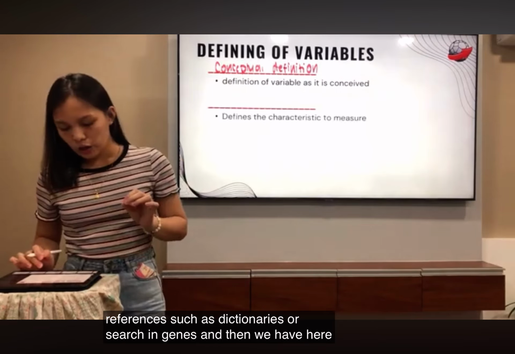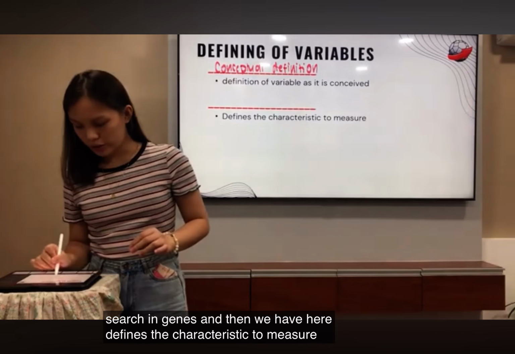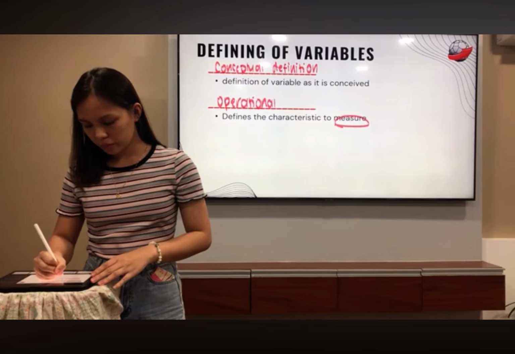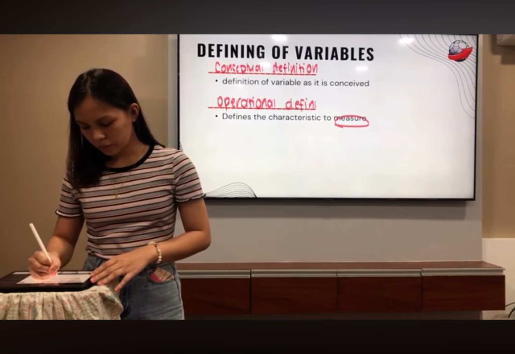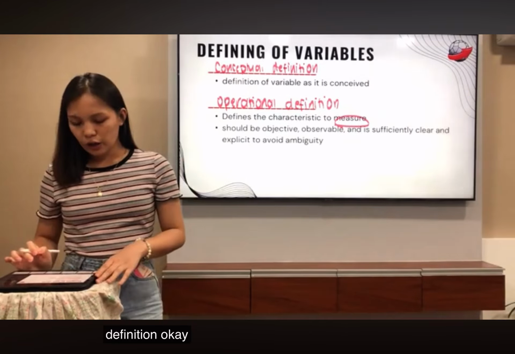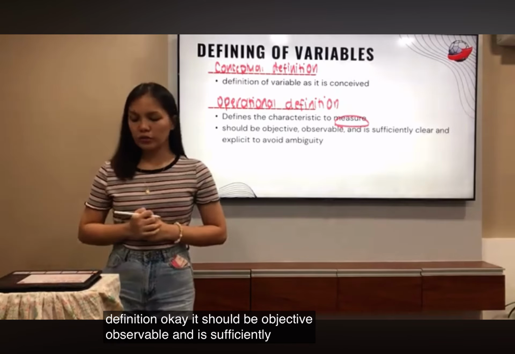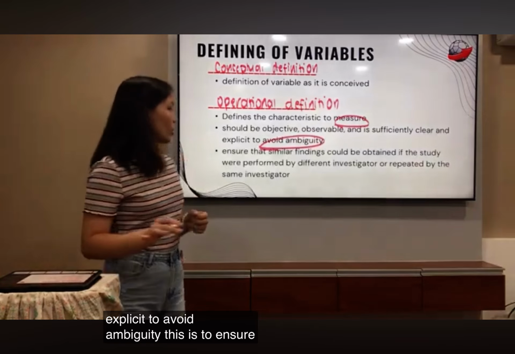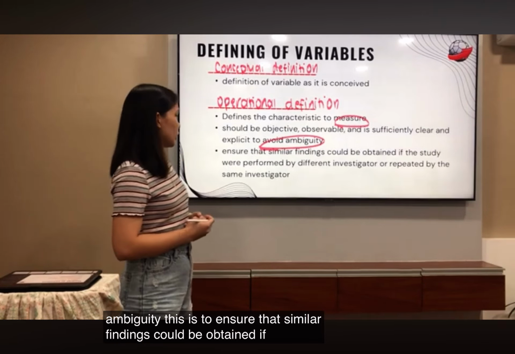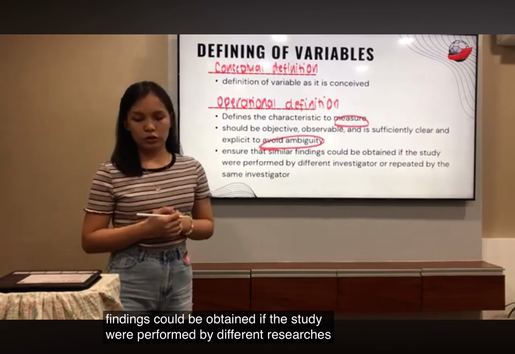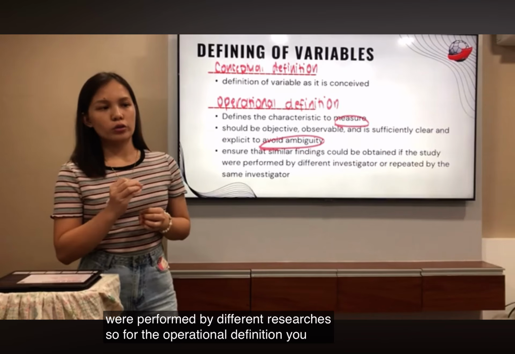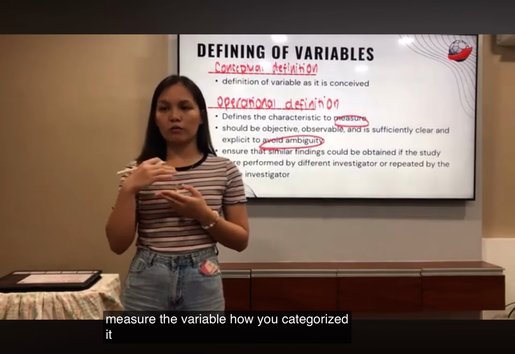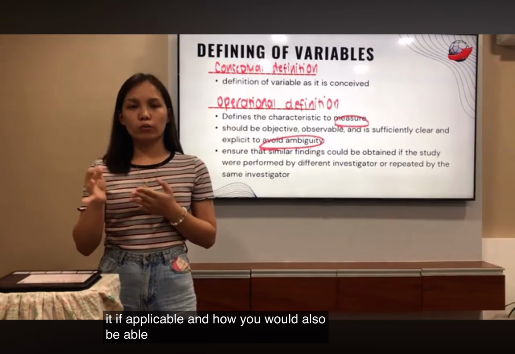And then we have here, defines the characteristic to measure. This is the operational definition. Okay, it should be objective, observable, and is sufficiently clear and explicit to avoid ambiguity. This is to ensure that similar findings could be obtained if the study were performed by different researchers. So for the operational definition, you need to provide the method by which you measure the variable, how you categorized it, if applicable, and how you would also be able to test it.